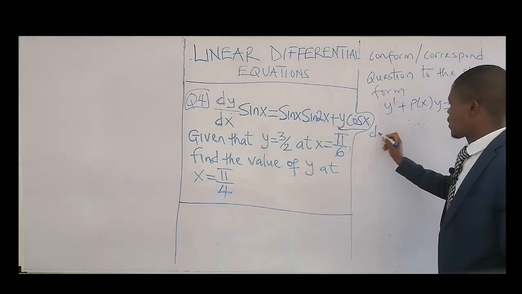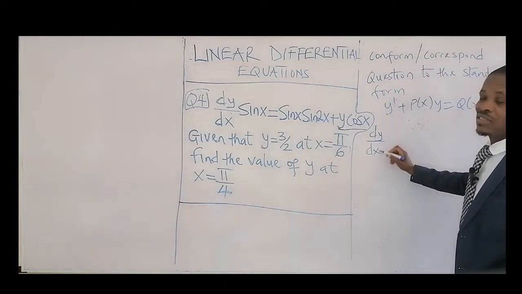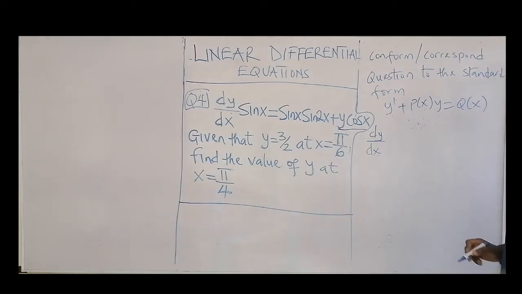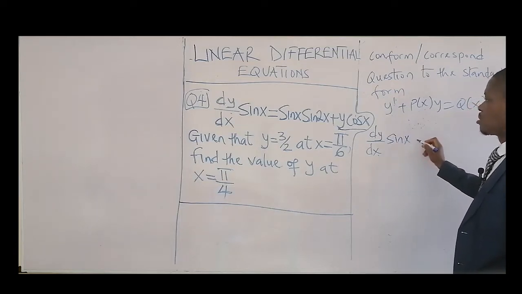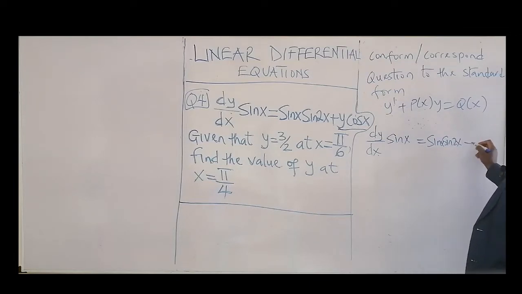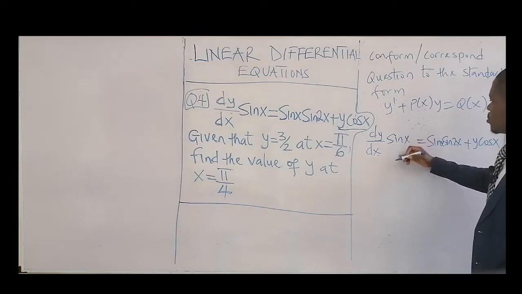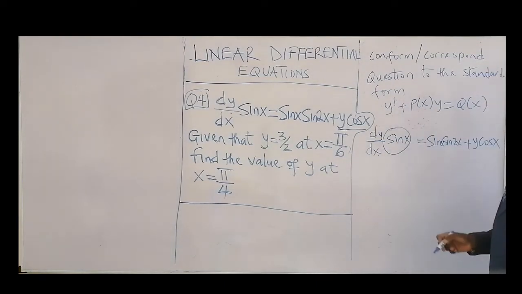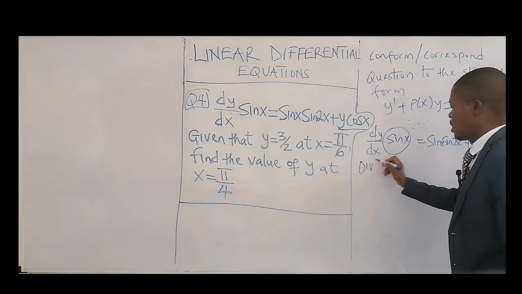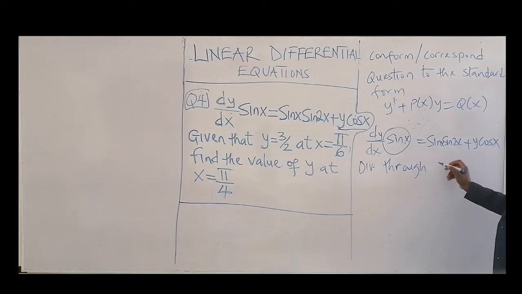So we have dy/dx, and don't forget y prime is the same as dy/dx. So dy/dx sin x equals x sin 2x plus y cos x. So this is what we have. If we are corresponding to the standard form, this must be removed from here. So divide the equation through by sin x.